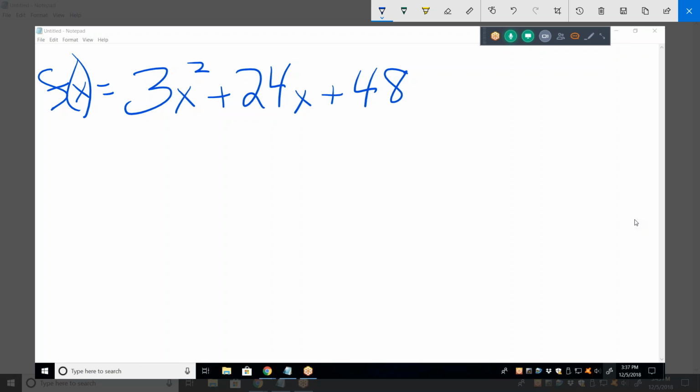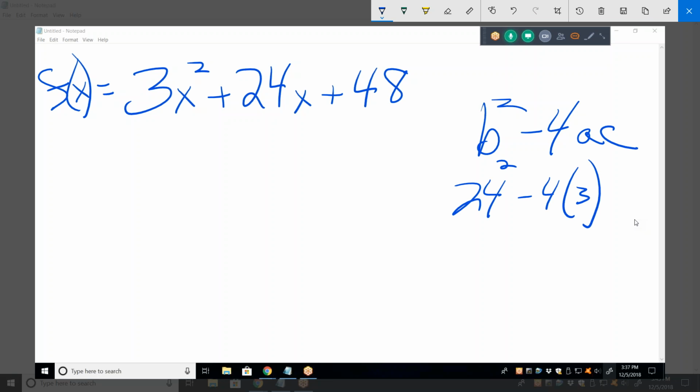We could do this the hard way, which is to figure out b squared minus 4ac. The reason that's the hard way is because you have to pull out your calculator. Do you have your calculator in front of you? Go ahead and do it the hard way, and I'm going to show you a slightly easier way to do this problem.